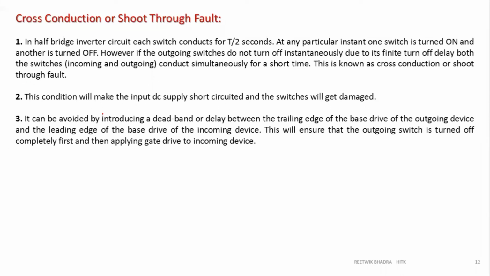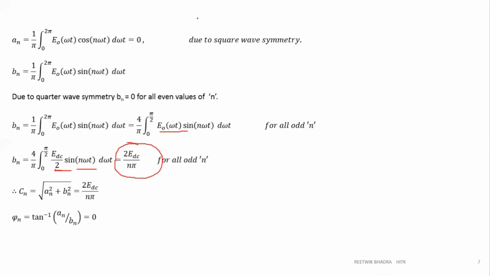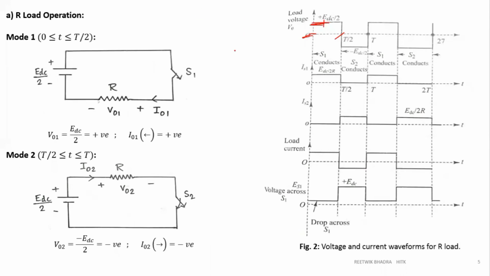A very common fault that occurs is a cross conduction fault or shoot through fault. You just go through this slide. I'll just explain from here directly, you can understand. See from here.